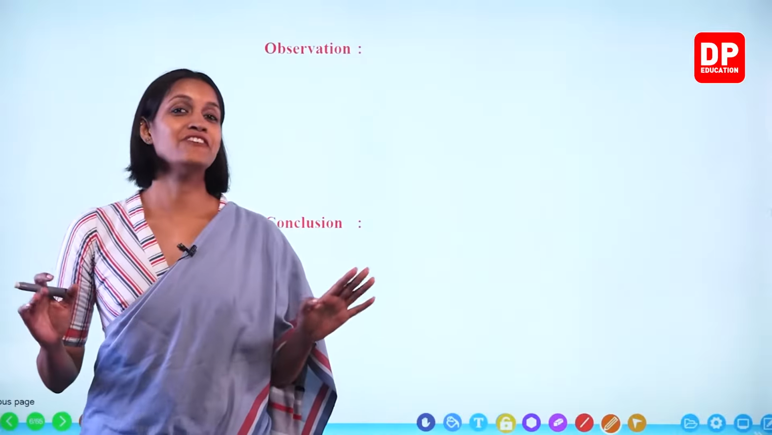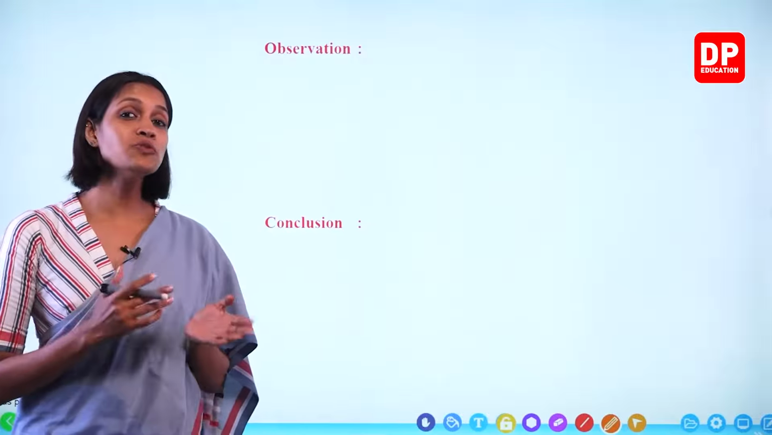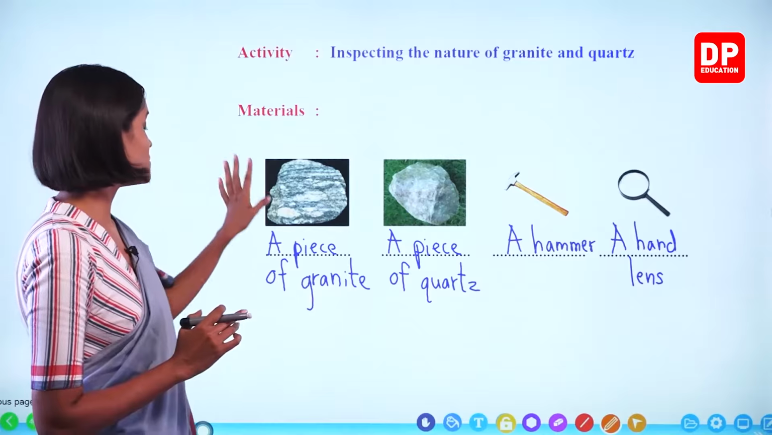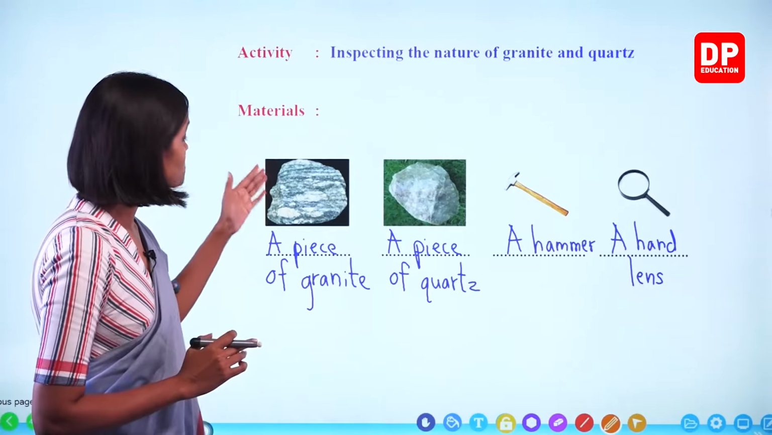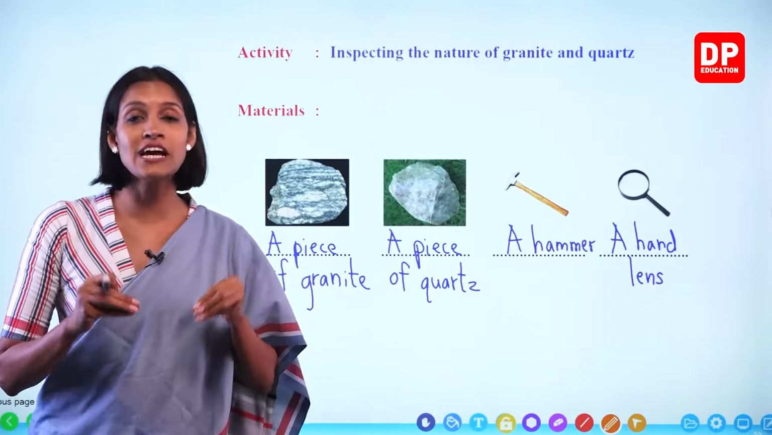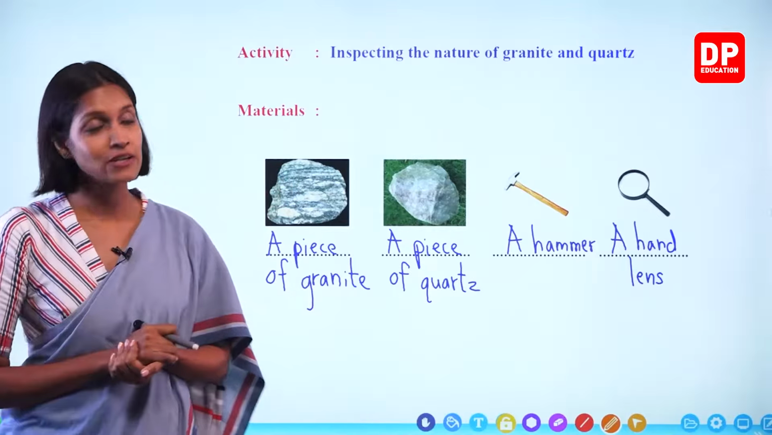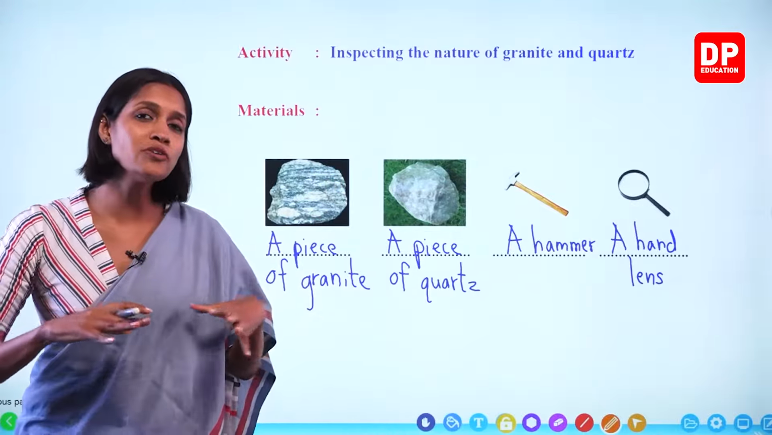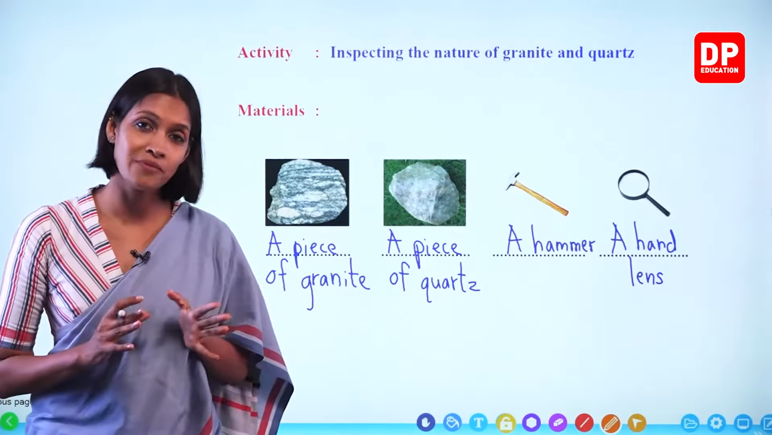Right, children. When we were doing the activity, it was clearly seen with the two pieces of stones. Here we used a piece of granite and a piece of quartz. So what did you observe? When you observed the small pieces of this granite, there were so many colors. It was made up of different particles with different colors. But when you observe the piece of quartz, the color throughout the quartz, even inside, throughout the pieces, is almost the same.